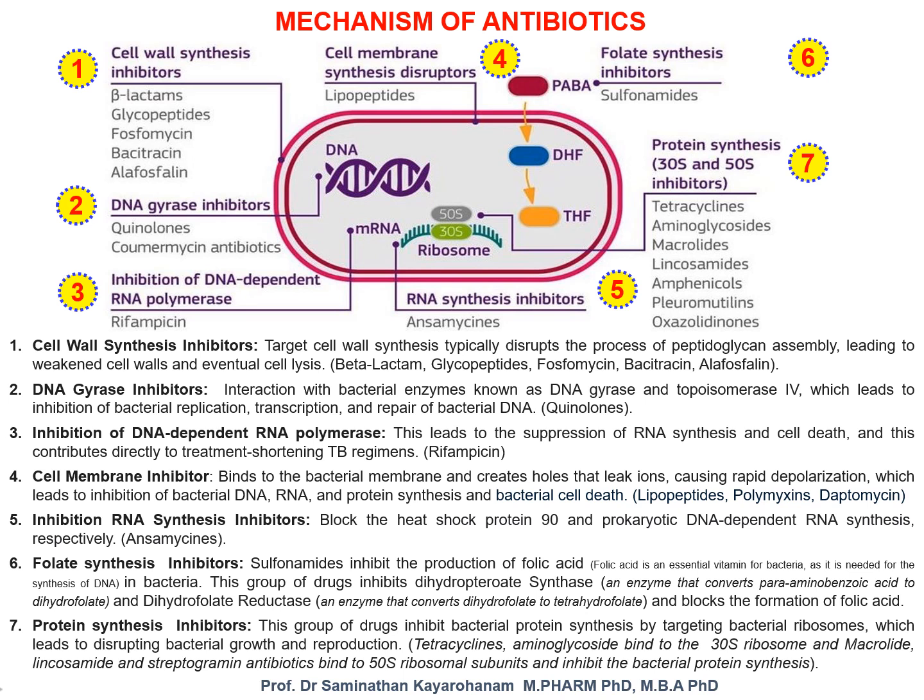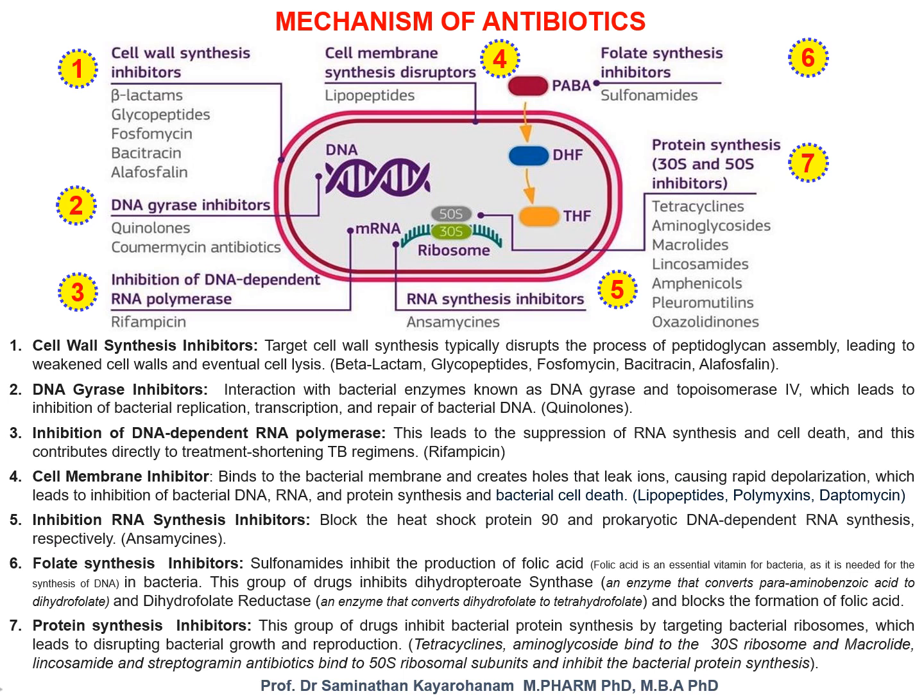Number 5. Inhibition of RNA synthesis. RNA synthesis inhibitors block heat shock protein 90 and prokaryotic DNA-dependent RNA synthesis, respectively. Example: ansamycins.